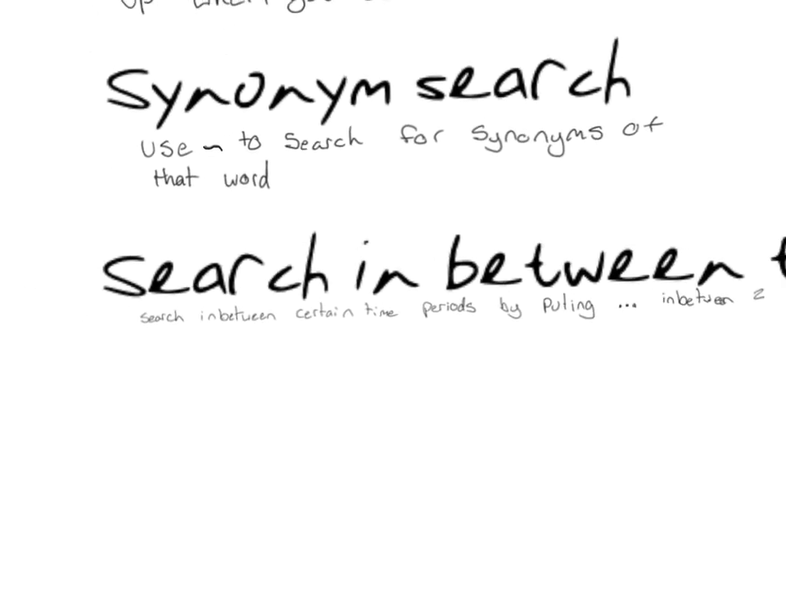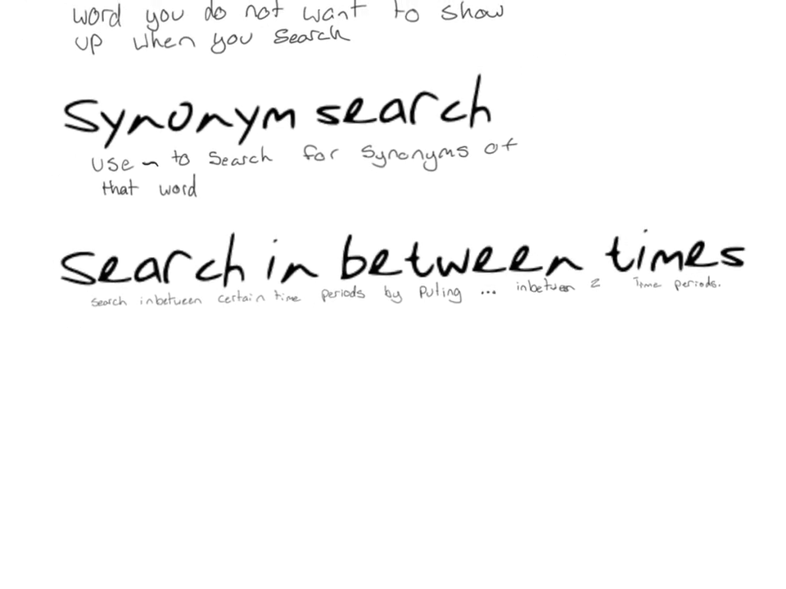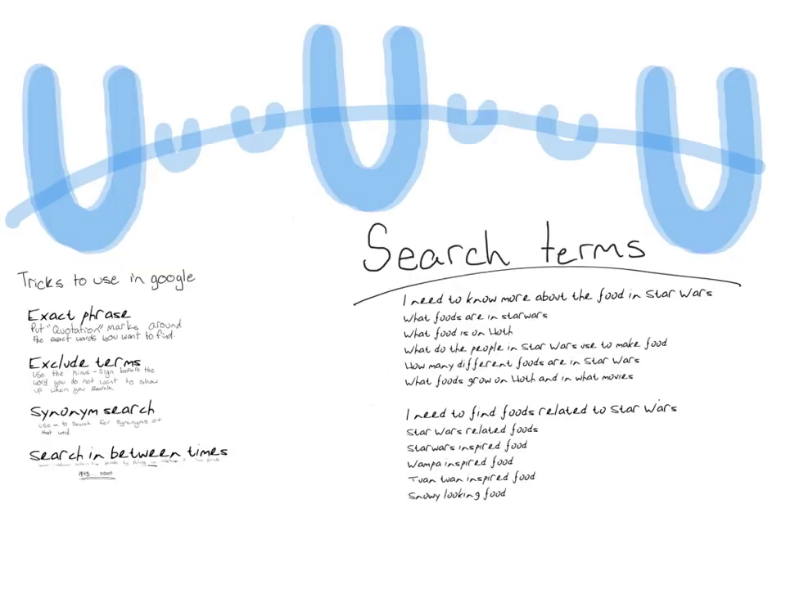And last but not least, there is searching in between times, so I put two dots in between two time periods. Like, let's just say 1945 to 2000. Then it would search in between those time periods. And that is my U phase.